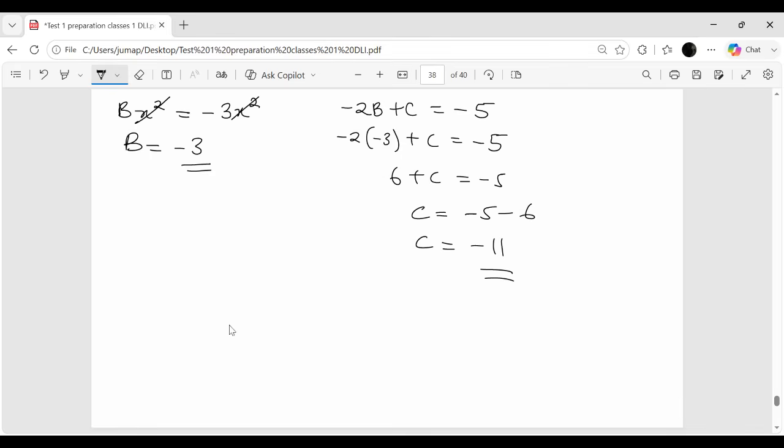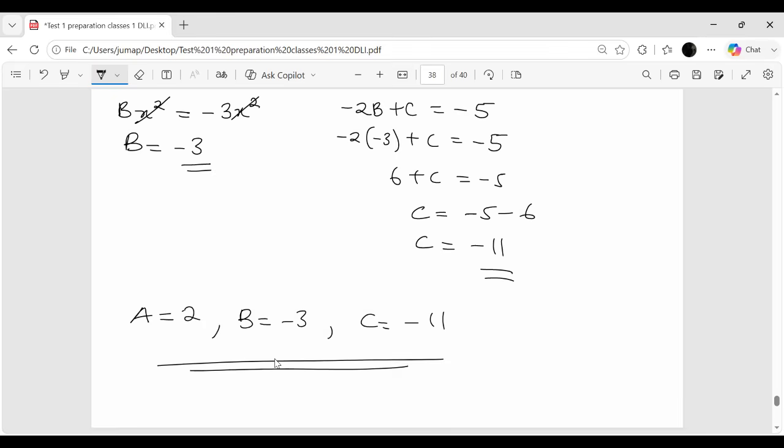Okay, so therefore our A is equal to 2, our B is equal to negative 3, and our C is equal to negative 11. Okay, are we together?